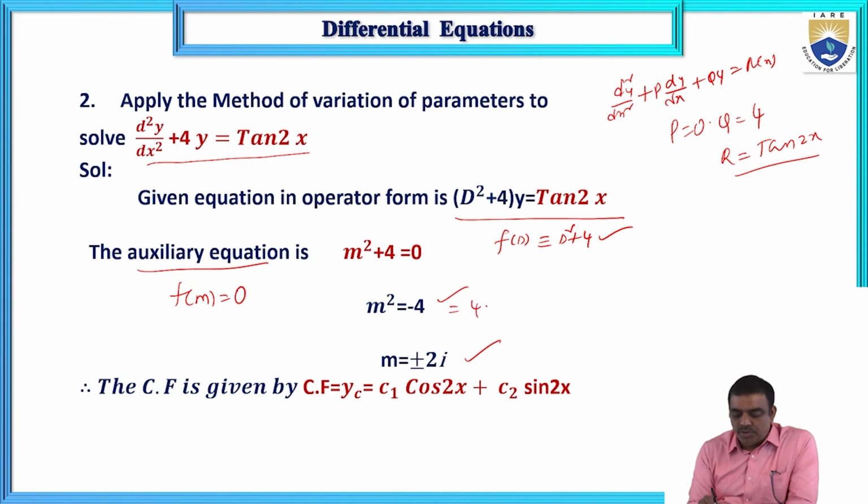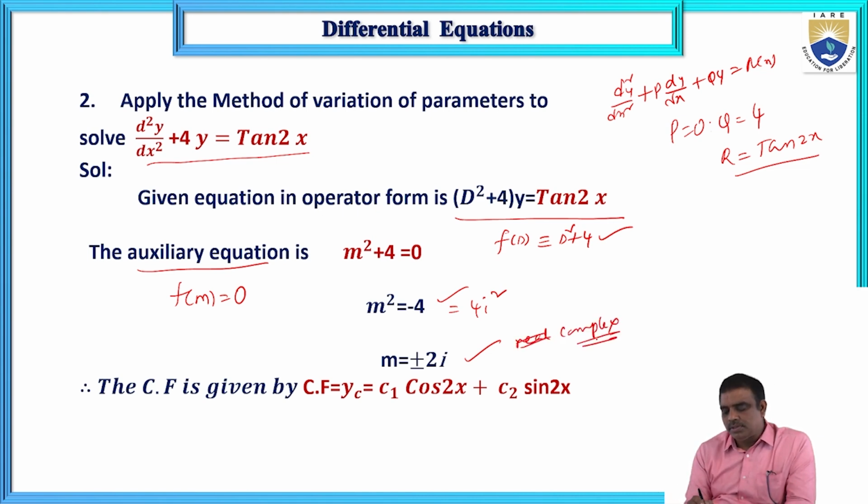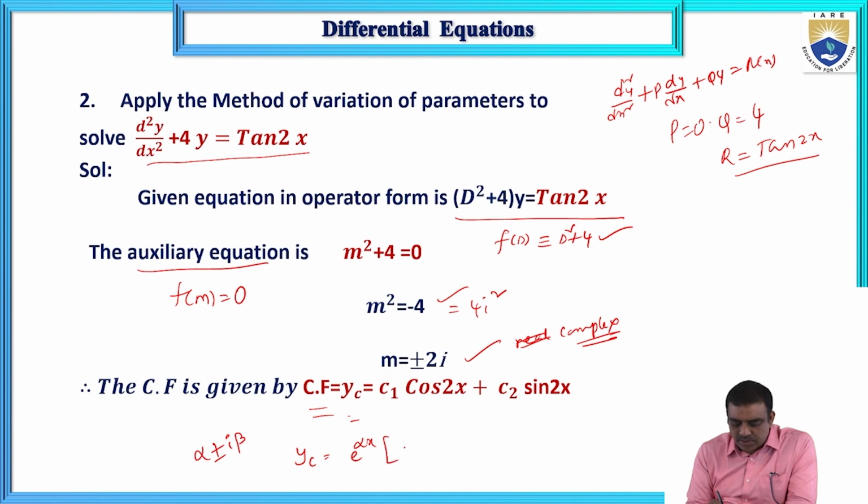This is 4 into i square, minus 1 means i square. So m value is plus or minus 2i. So the roots are complex roots. Complex roots means what is the complementary function? Yc is equal to c1. So with the notation, if the roots are alpha plus or minus i beta, then yc is equal to e power alpha x into c1 cos beta x plus c2 sin beta x.